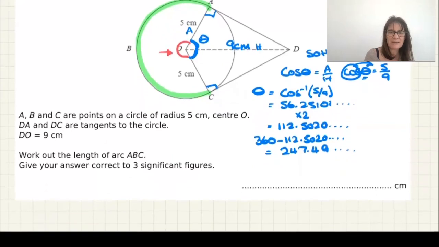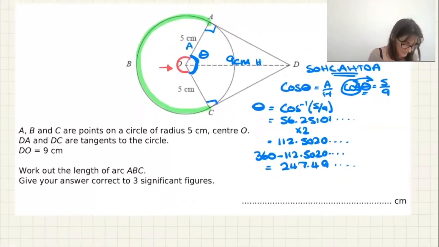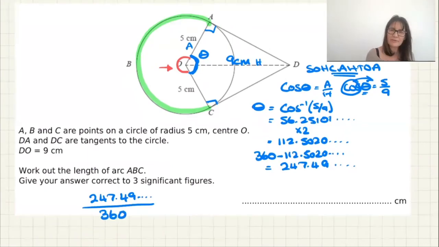Okay, let's take that up a little bit so we've got some room over here. So I'm going to take the 247.49, on it goes, and set it up over 360. When I find the circumference of a circle, I'm going to use the formula pi d. So C is equal to pi d. When I do pi d, it gives me all of the circumference. But I actually only want a part of it. I just want a fraction of it.